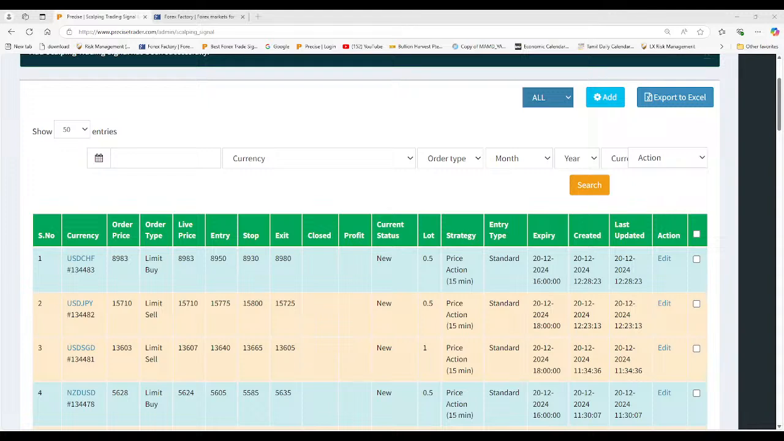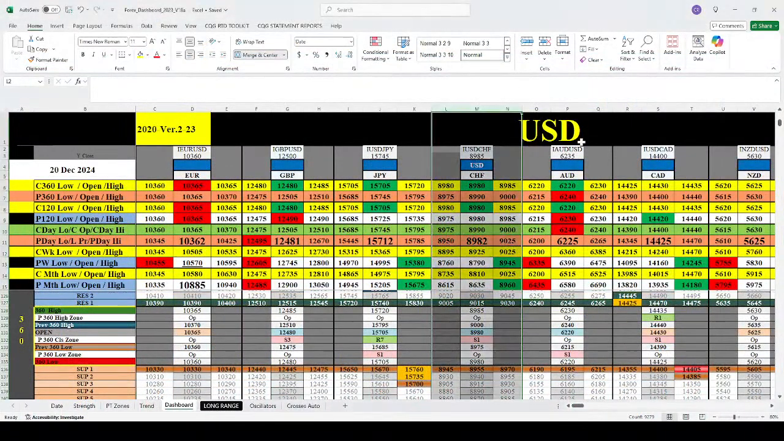Okay, sorry. Now we have one buy, one sell. So I think we have revised that call for dollar Swiss. Okay, let's move on to the next cross. The next cross is Aussie.